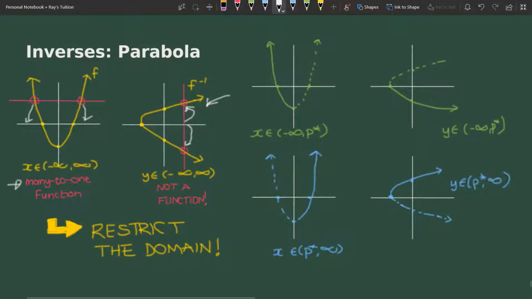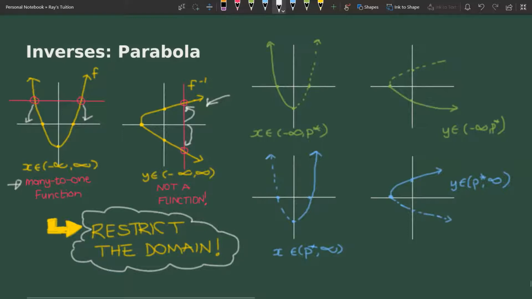So we have that the inverse of a parabola is a many-to-one function, which results in the inverse not being a function. So how do we fix this when we get the domain? The solution is quite simple. We have to restrict the domain. What does that mean? That means cutting our original parabola in half.